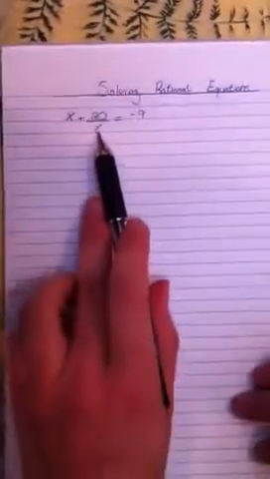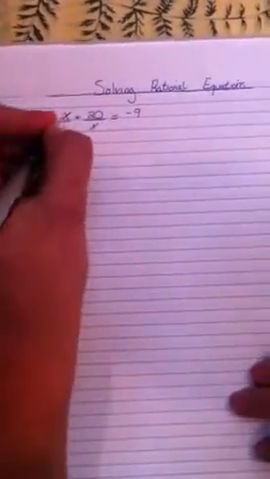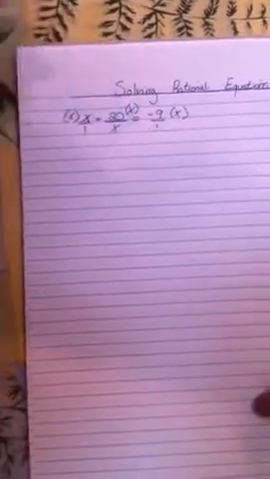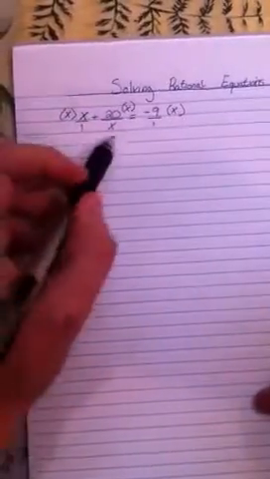The least common denominator is going to be x because these are actually over 1, so it's going to be x. So we'll times everything by x. In this, these denominators are going to cancel. So we're going to times these, so it's going to be x squared plus 20 equals negative 9x.